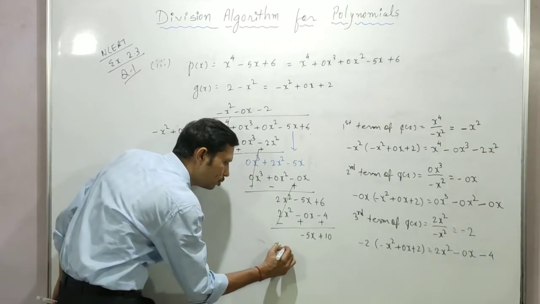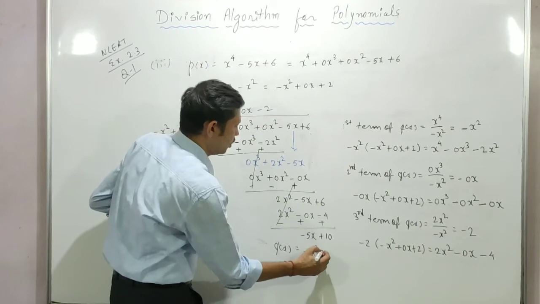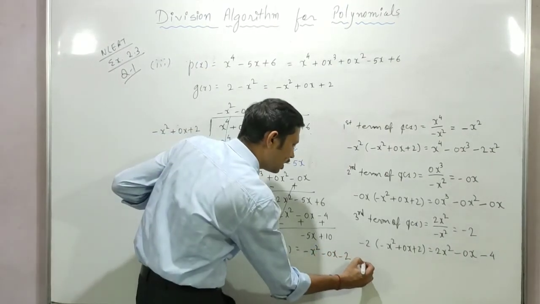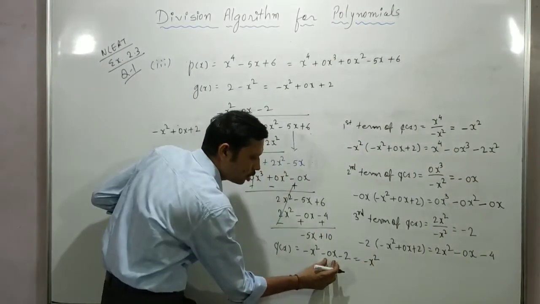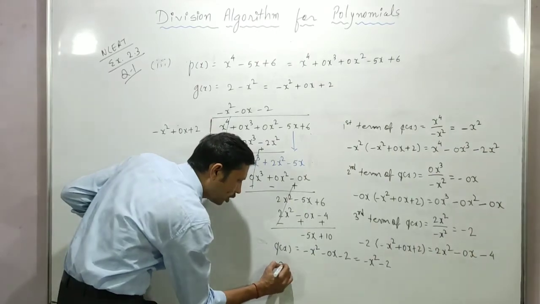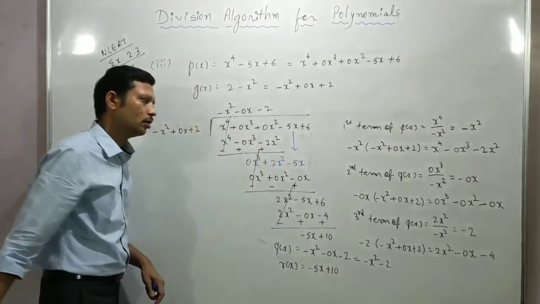So what is the quotient, children? It's minus x square minus 0x minus 2. If you want, you can write it like this: minus x square, just keep the 0x, minus 2. And what is the r of x? Minus 5x plus 10. Got it?